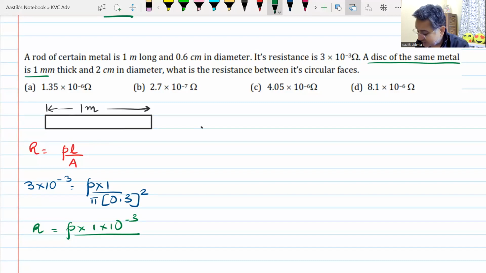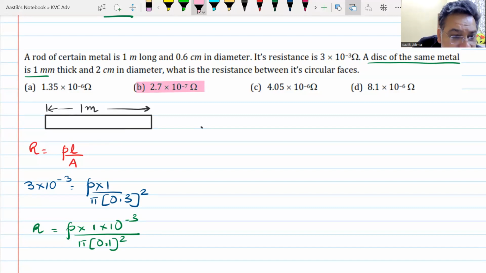So 1 centimeter is the radius. Pi into 0.1 square. It is in centimeter, but I'm just finding out the ratio. So they will cancel out each other. This is not even a calculation. I don't even call it a calculation. The answer is B. It's as simple as this.